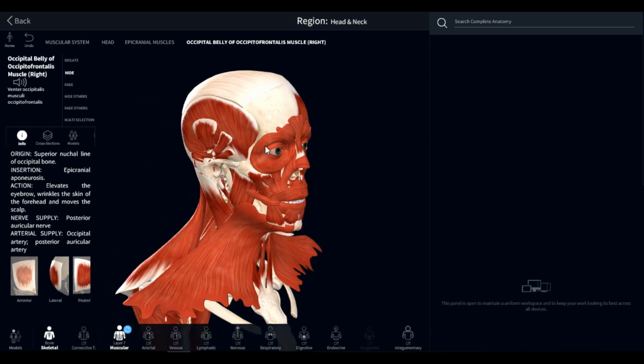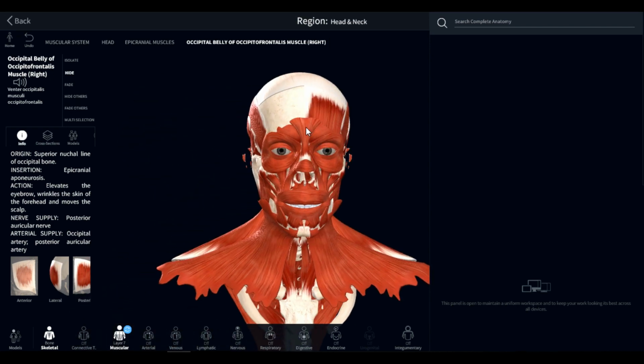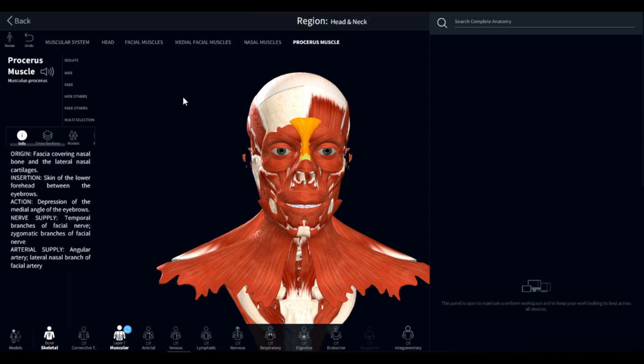Now, if I rotate this model back towards the front, the next muscle we'll look at is the procerus muscle. The procerus muscle is a muscle that spreads from the forehead to the os nasi, which is the nasal bone. And this muscle has a nerve supply by the temporal branch of the facial nerve, and the arterial supply for this muscle is by the angular artery or the lateral nasal artery. Both these arteries are part of the facial artery.